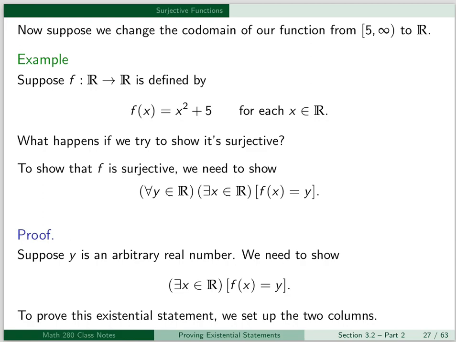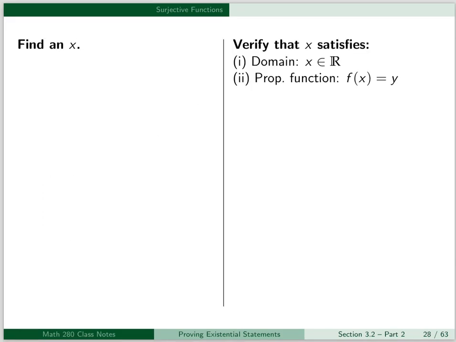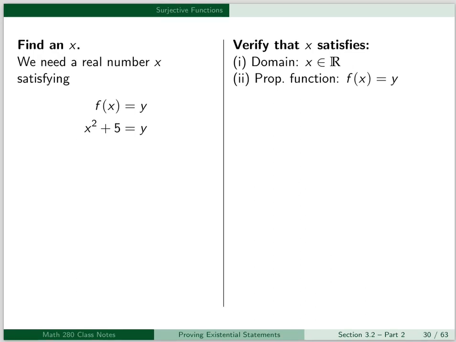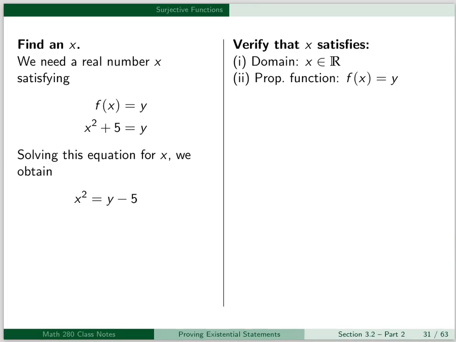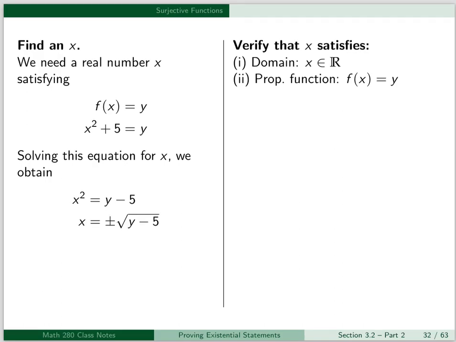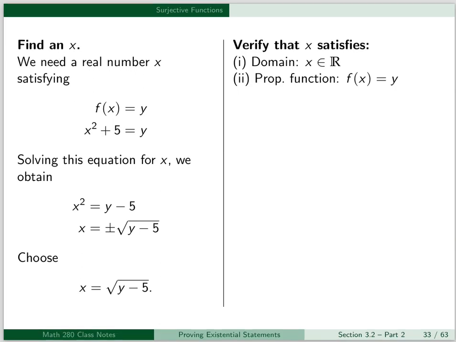To prove this existential statement, we set up the two columns. So we need to find an x and verify that x satisfies our two conditions. And to find an x, we need a real number x satisfying the propositional function f of x equals y, which is x squared plus 5 equals y again. And as before, we can solve this equation for x to obtain x squared equals y minus 5, so x is plus or minus the square root of y minus 5. And so just as we did in the last example, we'll choose x to be the square root of y minus 5.